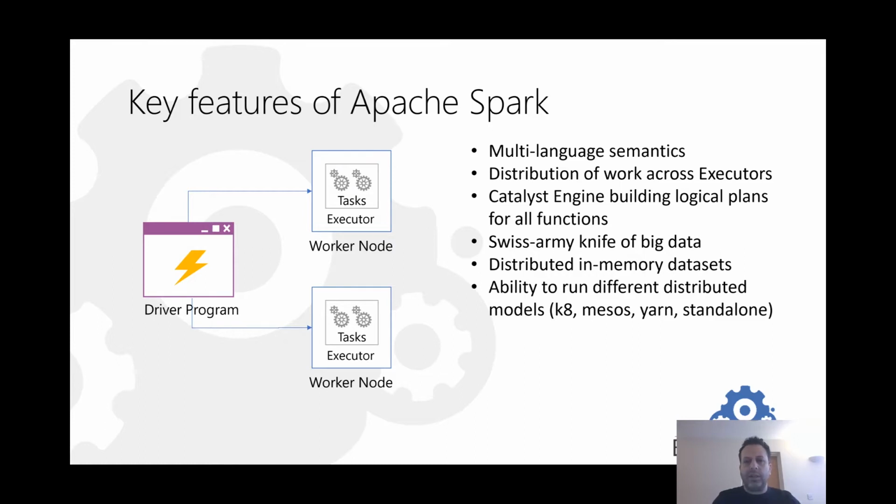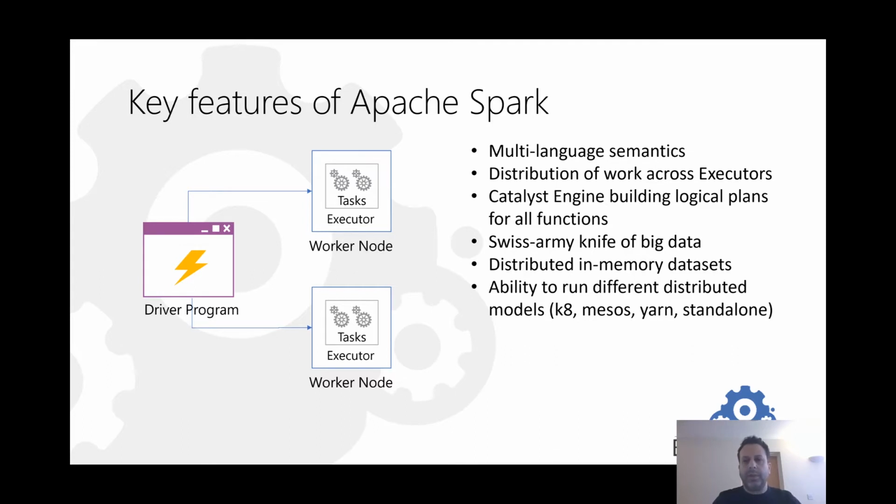The Catalyst engine, as we said, builds something called logical plans for all things that you execute. And you'll find talk within Spark of something called a directed acyclic graph, or a DAG. And what this will do is it will break down the set of instructions, and it will allow you to execute some iteratively in a serial manner and some in parallel.